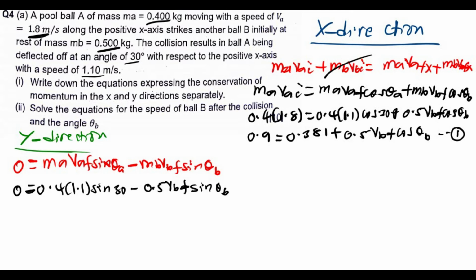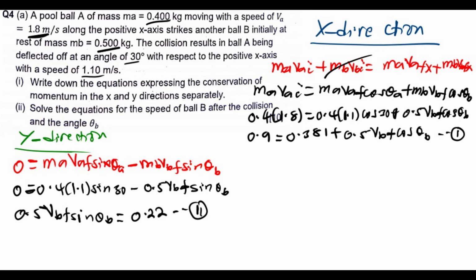Let's shift this to go to the other side. So that will be 0.5 VB final sine theta B is equal to sine 30 times 0.4 times 1.1, so 0.22. Okay, so this is my equation 2.